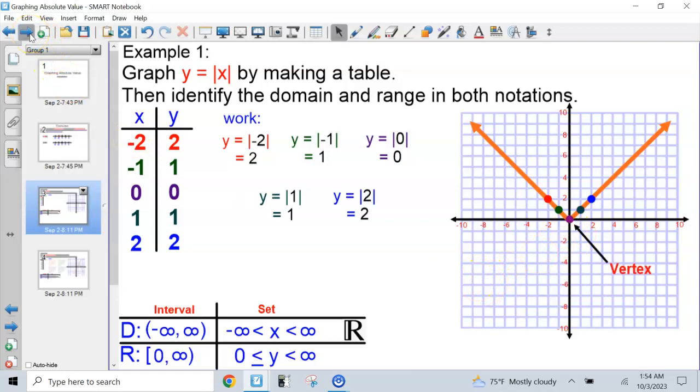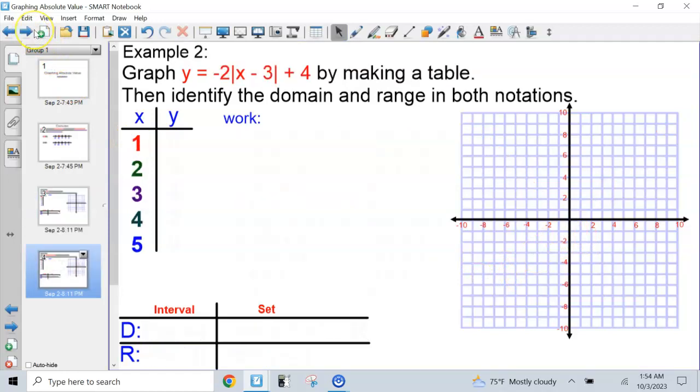One more. So graph y equals -2 times the absolute value of x minus 3, plus 4, by making a table, then find the domain and range in both notations. So I plug these 5 x values into this equation. It's going to have a lot of work.